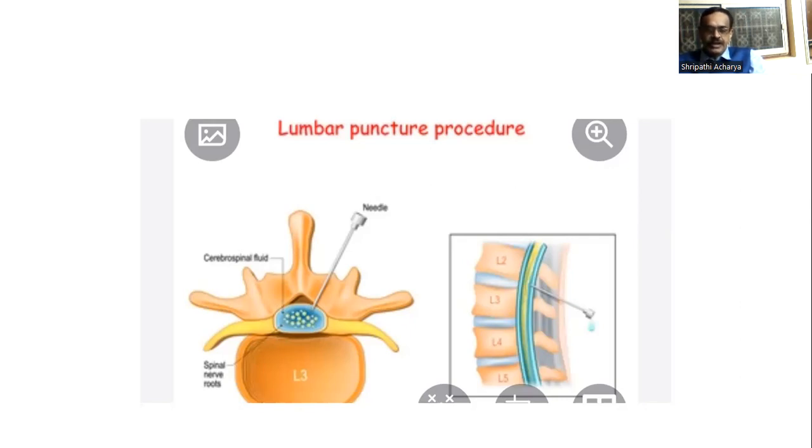Based on that, we can diagnose whether it is viral meningitis, bacterial meningitis, tubercular meningitis, or other conditions. In treatment also, for giving anesthesia, we are doing lumbar puncture and we are injecting the anesthetic drug into the spinal canal.